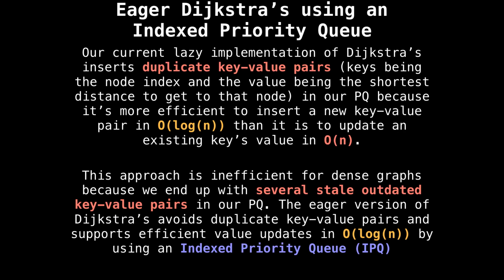This is done because it's more efficient to insert a new key value pair in logarithmic time into the priority queue than it is to update an existing key's value in linear time. The lazy approach works, but it is inefficient for dense graphs because we end up with all these stale, outdated key value pairs in our priority queue. The eager version of Dijkstra's aims to solve this by avoiding duplicate key value pairs and supporting efficient value updates in logarithmic time using an indexed priority queue.